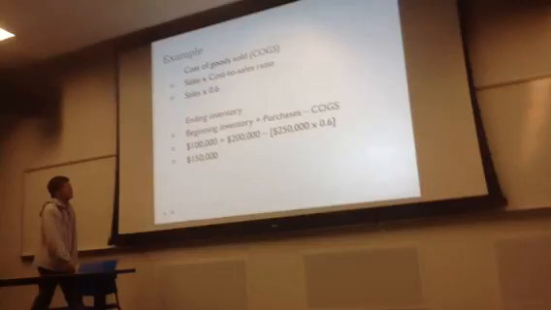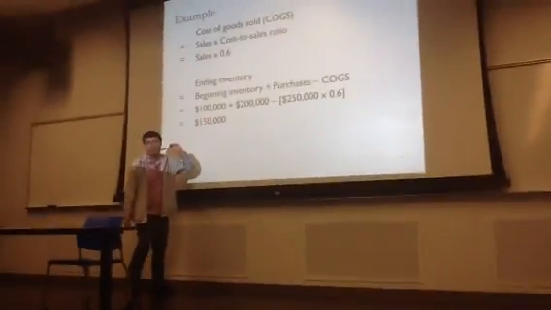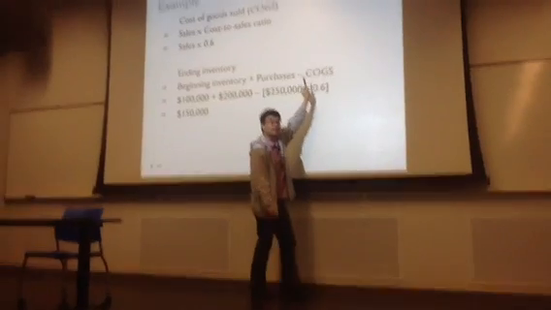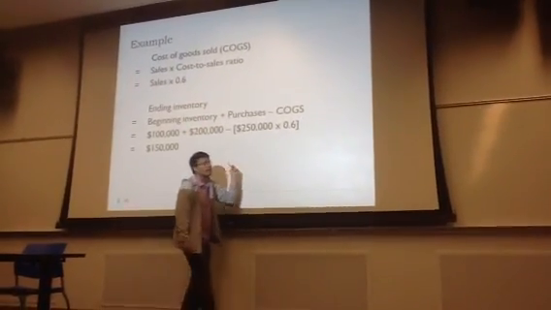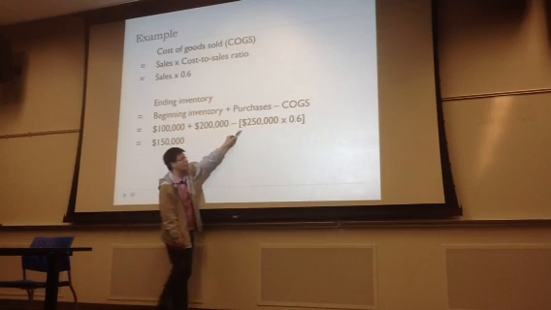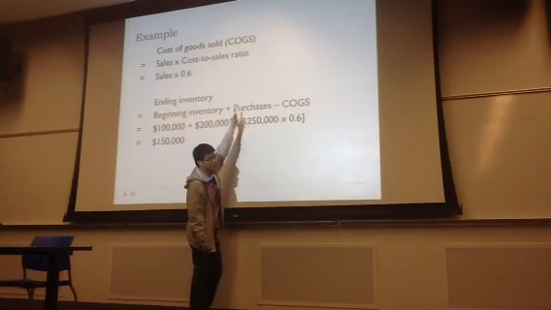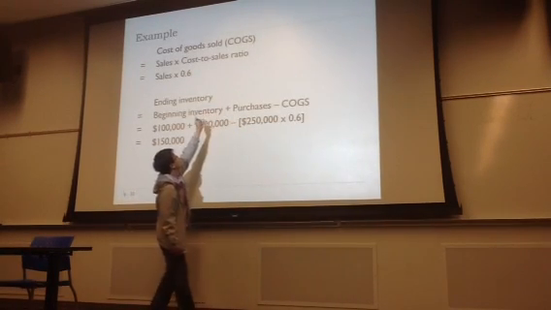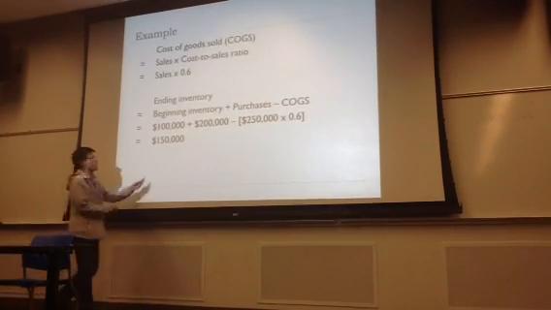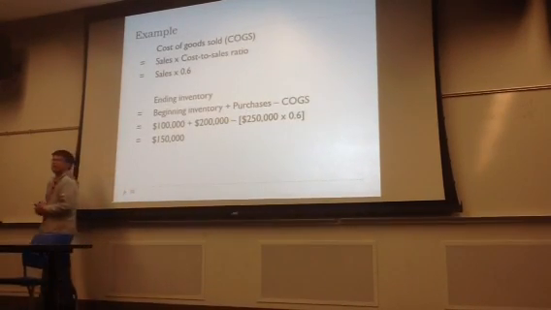And then now all you need to do is to plug in the numbers into the equation so that we have our beginning inventory plus purchases minus the cost of goods sold to get our ending. And these two numbers are given. And all you need to do is just to calculate the cost of goods sold based on what we just had in the above. So now we are able to calculate and then get the number, which is 150,000.